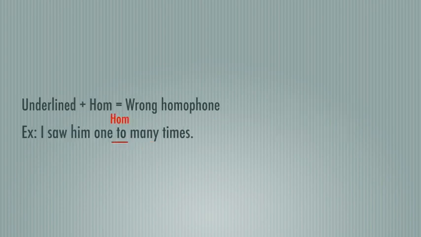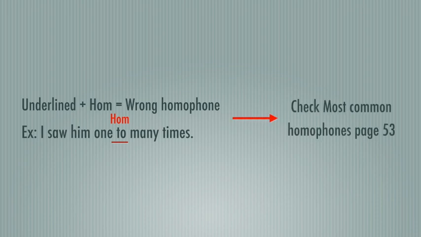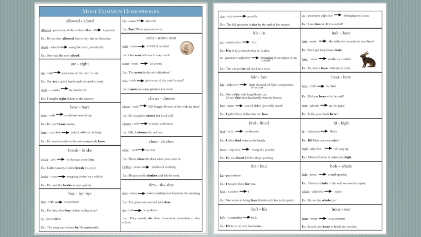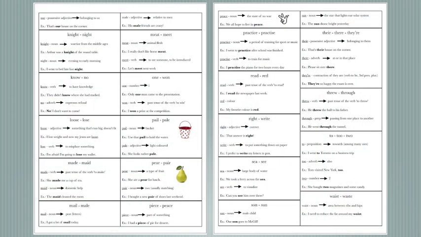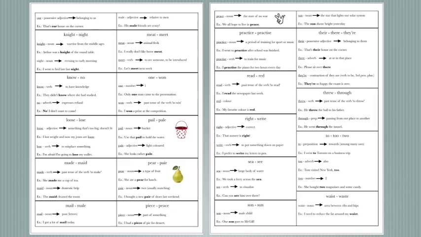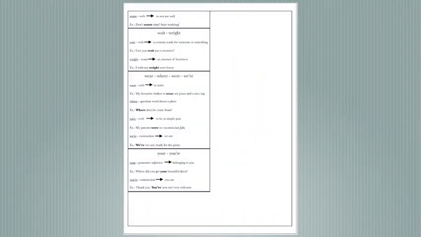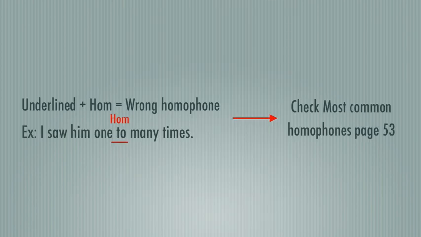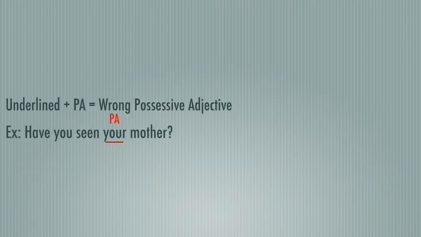Underline plus HOM, it's a wrong homophone. Remember, a homophone is a word that sounds the same, but it's not written the same and doesn't mean the same. So if you check on page 53 in your grammar book, you're going to have a list of the most common homophones. So just find the word that you wrote and check the context to see which one it was. As you can see, there's a few of them. We have 5 pages, so just find it and select the one that you wanted to use. So in this context, "I saw him too many times."